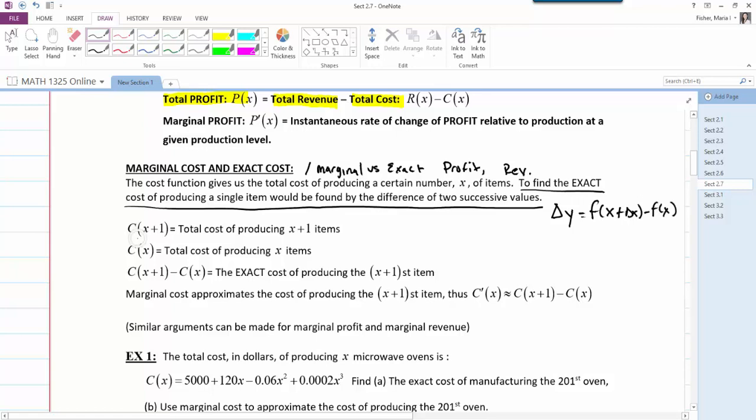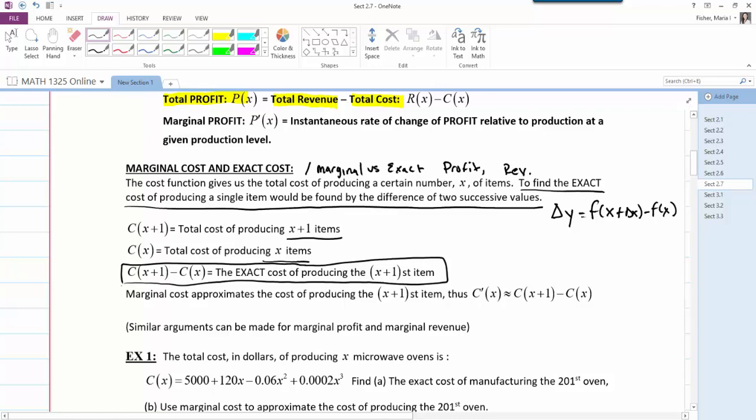So in this case, if you want to find the exact cost of producing something when you have two successive values, the exact cost of producing one more item, the one more item is your x plus 1, and your other item is x. So this gives you the exact cost of producing the x plus first item.